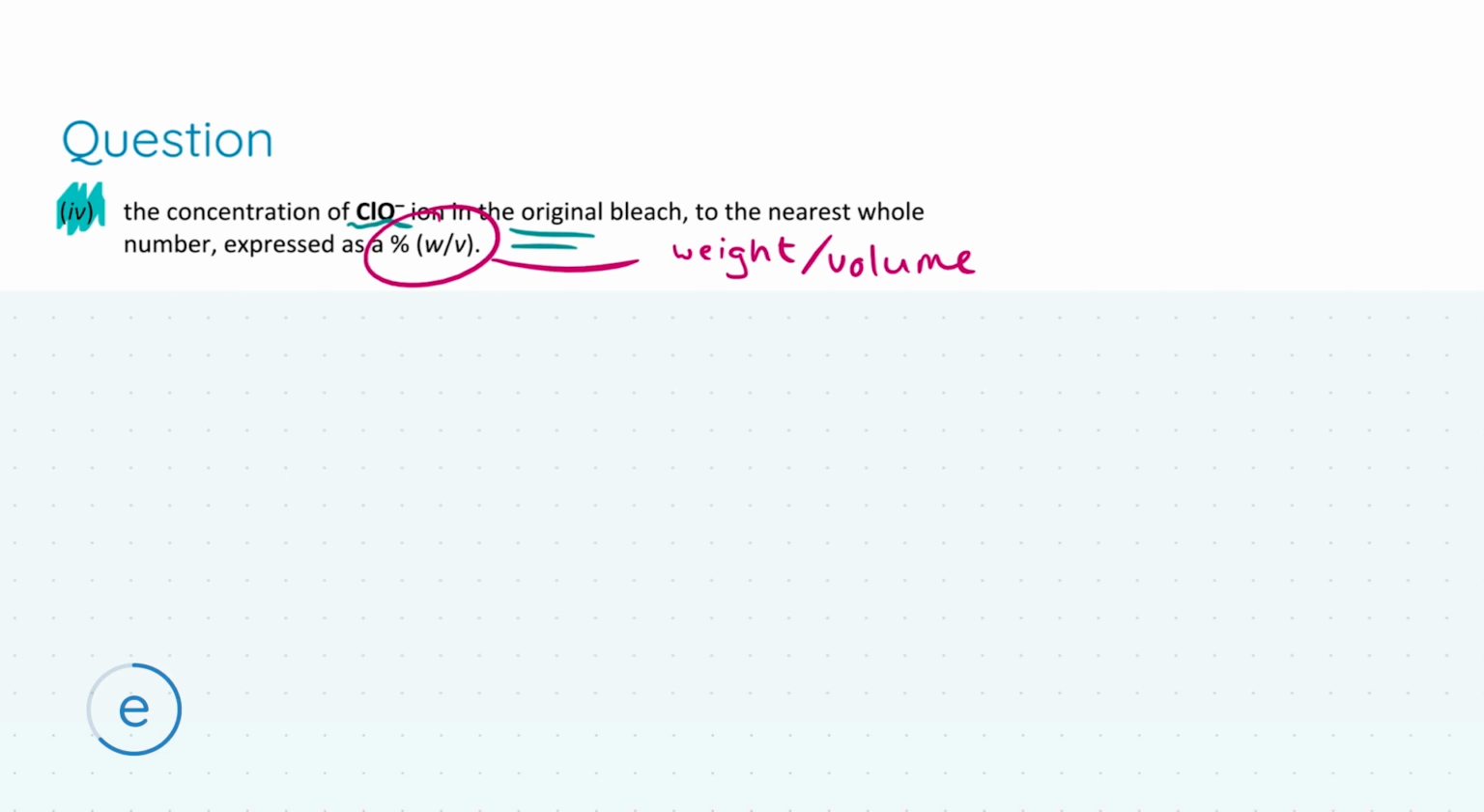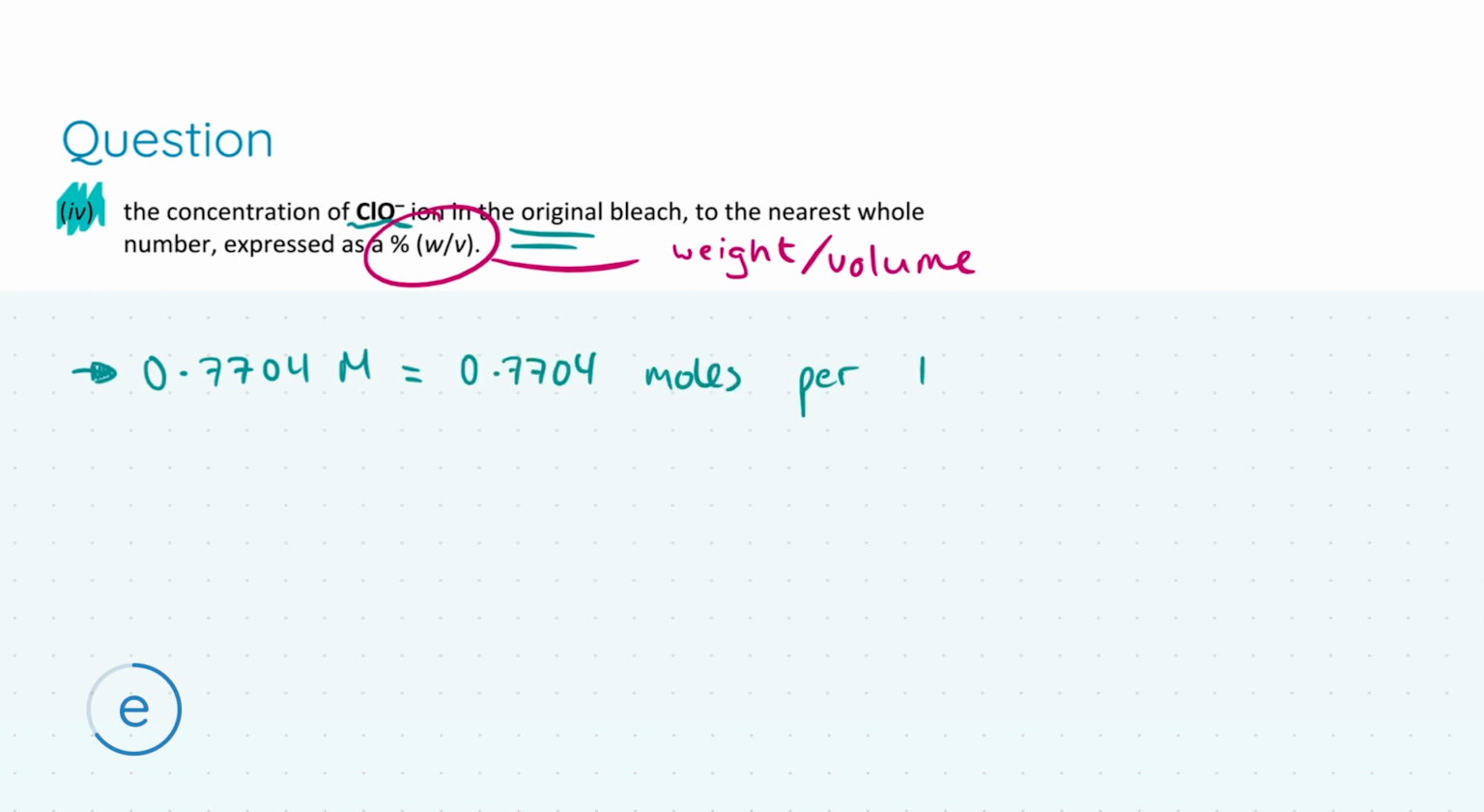Because this question is asking about the concentration of the ClO- ion in the original bleach, we can actually use the answer we found in the previous question, because there we found the molarity of the original bleach as well. So we can use that information in this question. If we recall from the last question, the molarity of the solution was 0.7704 M, or molar. Another way you can say that is 0.7704, and that would be moles per litre.